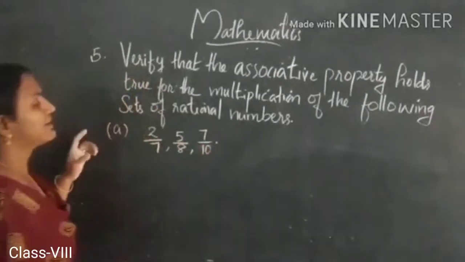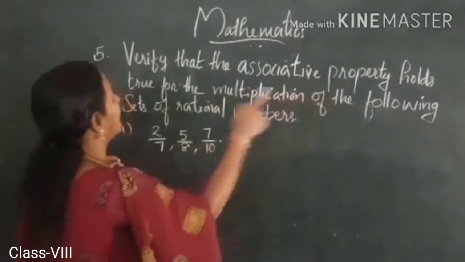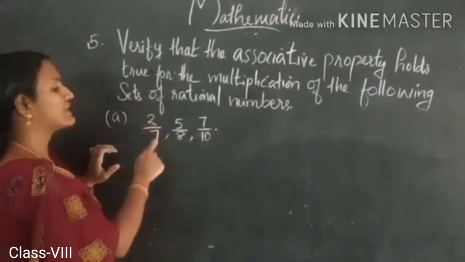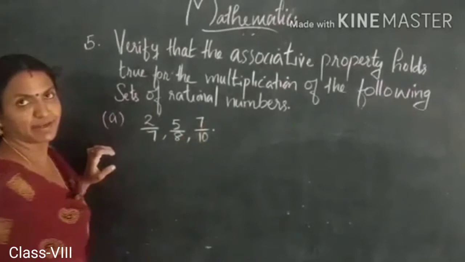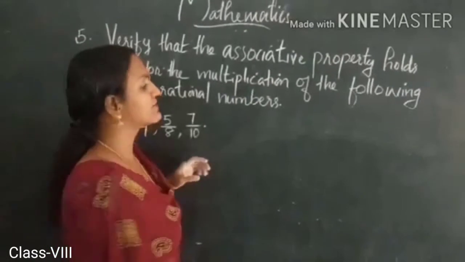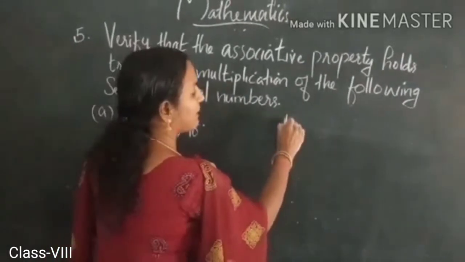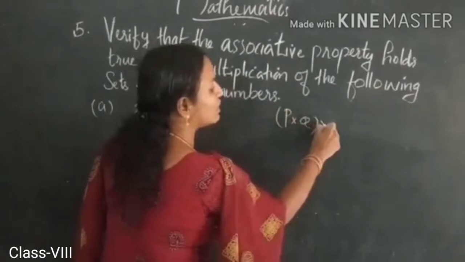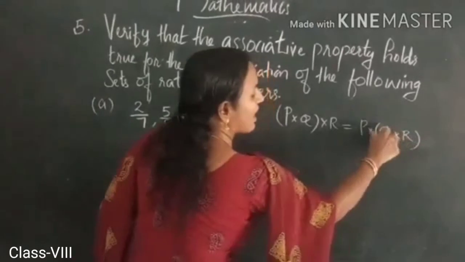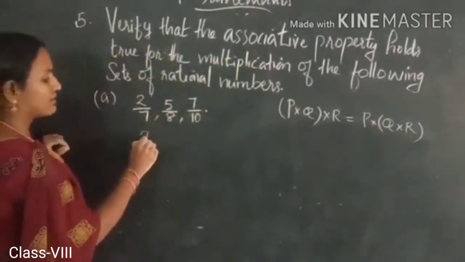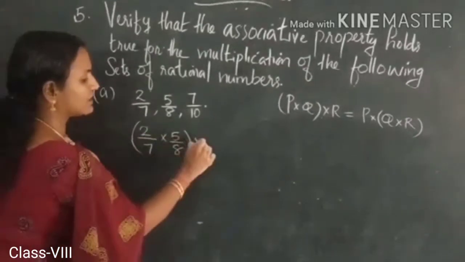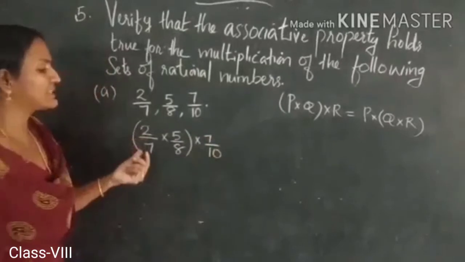Then question number 5. Verify that the associative property holds true for the multiplication of the following sets of rational numbers: 2 by 7, 5 by 8, 7 by 10. Let's define the associative property. Suppose for any three rational numbers P, Q and R, (P into Q) into R is equal to P into (Q into R). First, (2 by 7 into 5 by 8) into 7 by 10. 2 by 7 and 5 by 8 together.